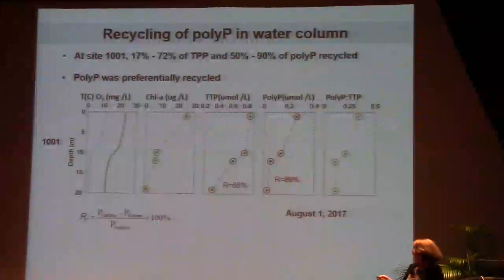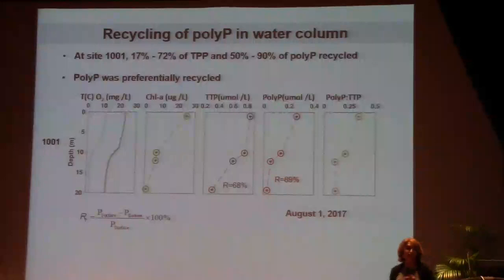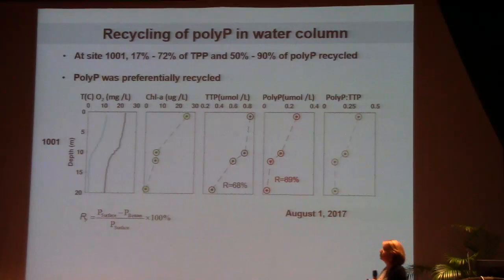What we see now is that poly P is getting nicely recycled. If we normalize the poly P to the surface, around 90% of the poly P coming from the surface actually gets recycled and stays in the water column.